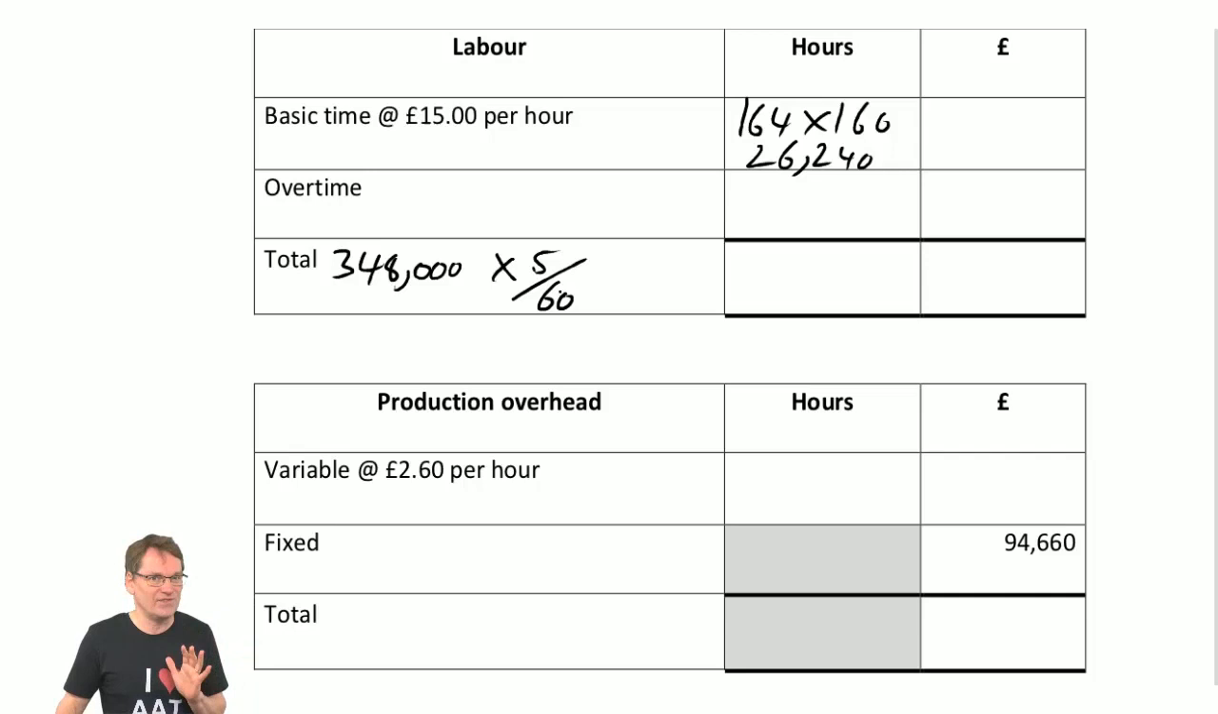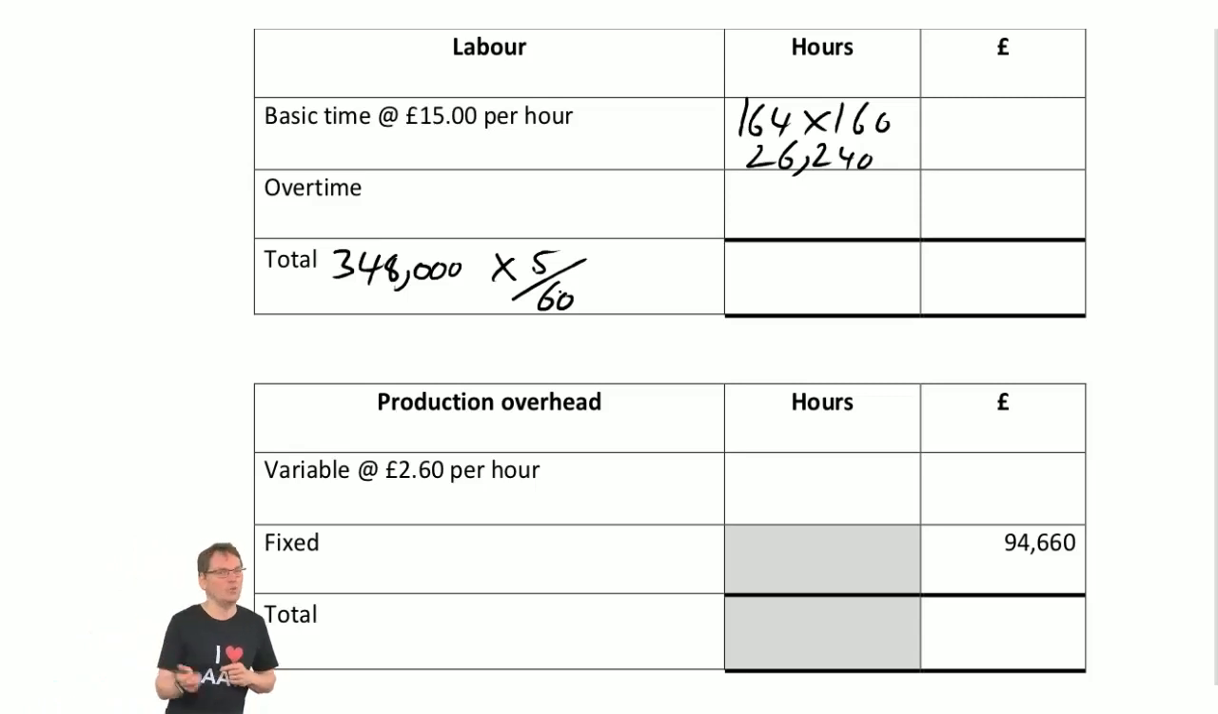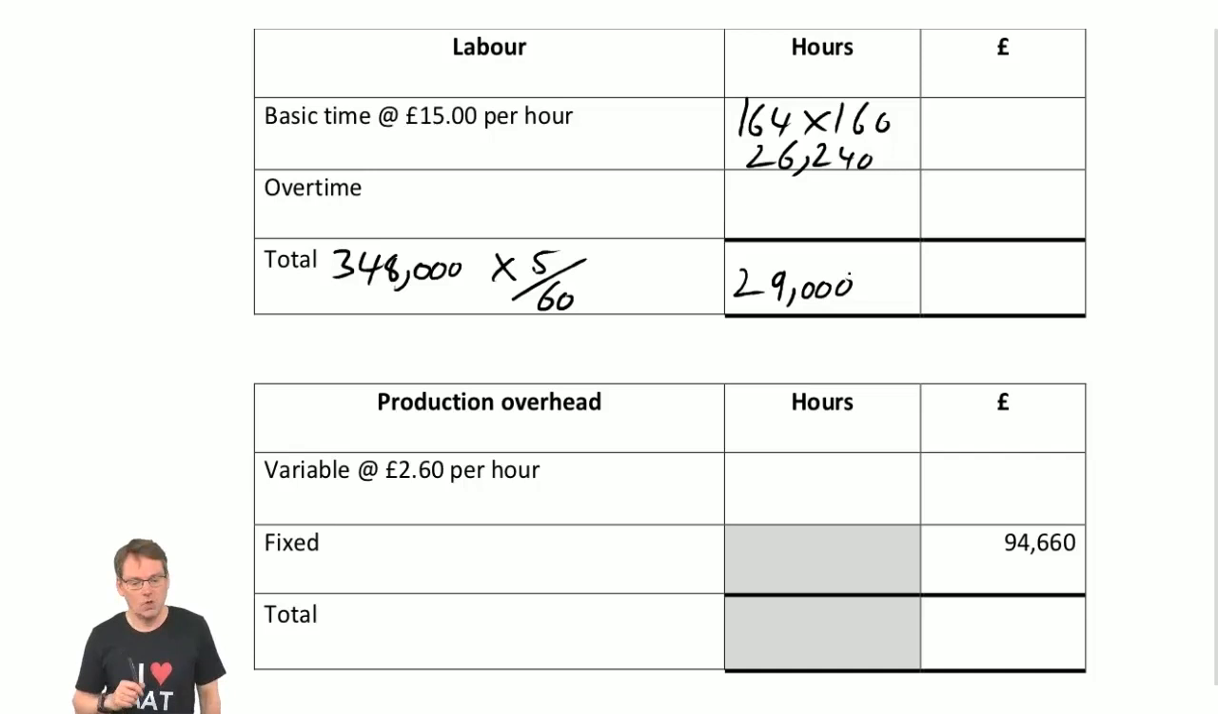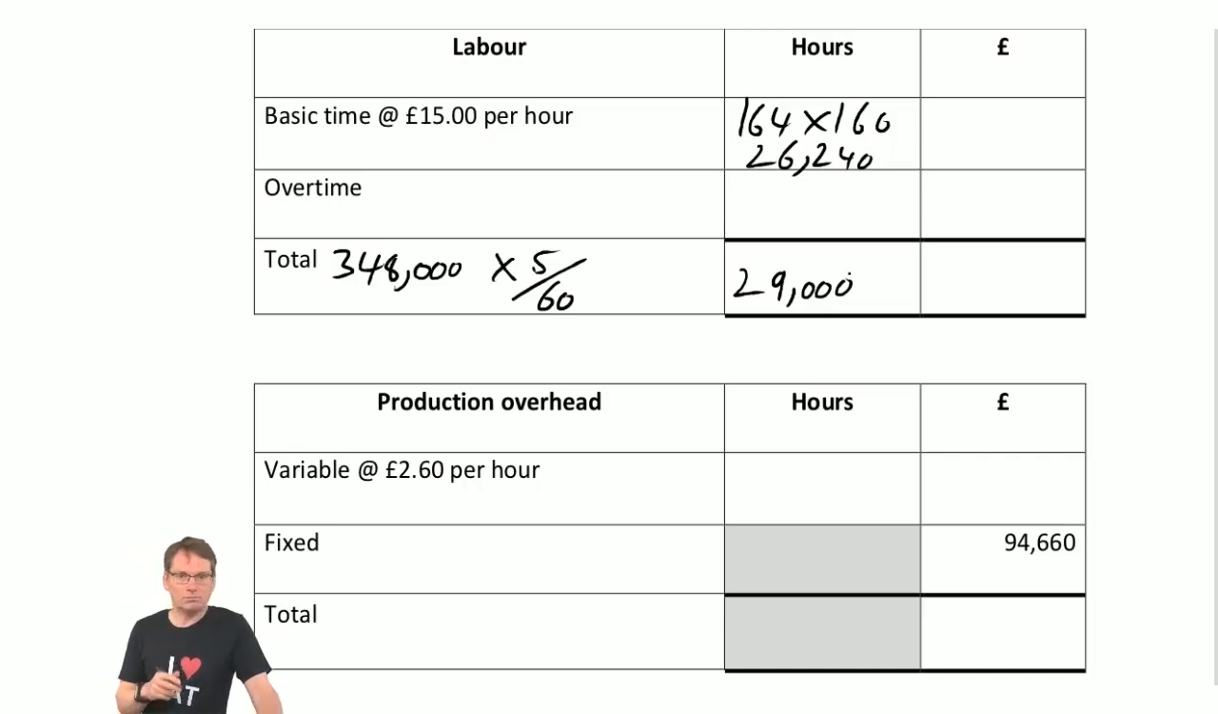Again, it's the safest way of doing things. If you start trying to round things and do them as decimals, it doesn't always work very well. So I would just do it like this because it's the most straightforward way of doing it. So that gives us the fact that to do all the production would have required 29,000 hours. 26,000 of them were basic hours. So what's the overtime? It must be the difference between the two.